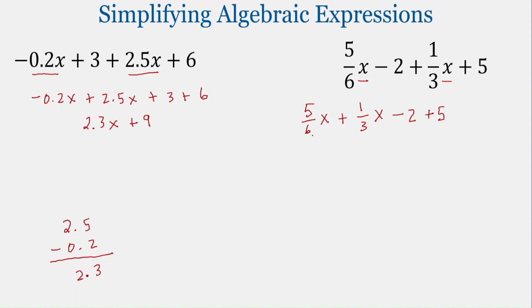To add these fractions, we need a common denominator. The least common denominator between 6 and 3 will be 6. So the first fraction will not change. The equivalent fraction of 1/3 with a denominator of 6 is 2/6. And then minus 2 plus 5. We have our common denominator. This will give us 7/6x as we add those numerators, plus 3.